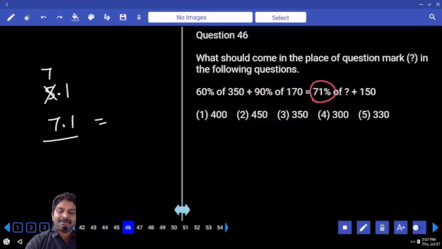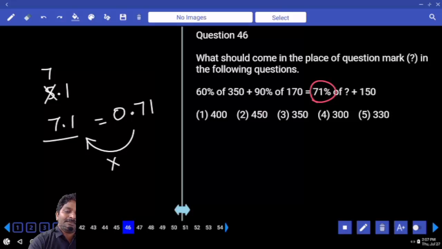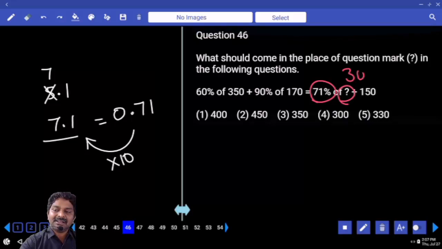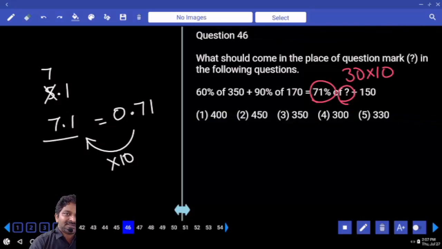Here, 71% is there means that is equal to 0.71. To make it 7.1 you have to multiply it with 10. So here our x value we started with 30, but that should be multiplied with new number 10. So 300 must be the answer. If you don't understand, you will have to calculate the entire value.